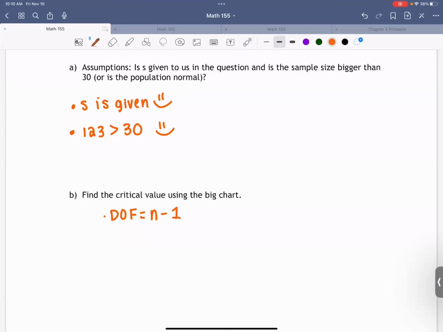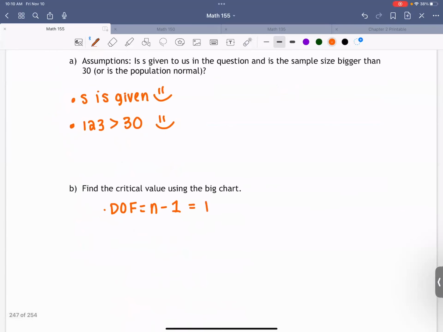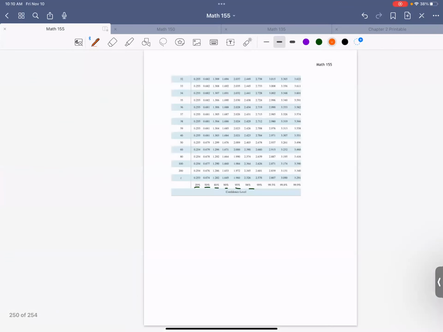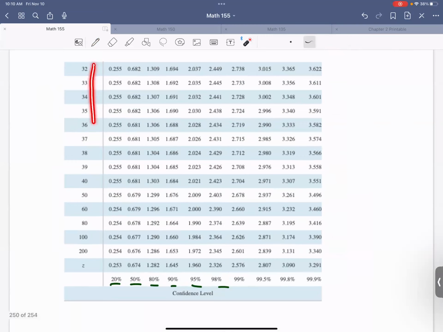N minus 1, right? It's the simplest formula in this entire class. You just plug in n, which is good that I wrote it up here. 123 minus 1 is 122. Okay. Now let's peek at our chart. On the degrees of freedom column here, it looks like we actually don't have a row labeled 122. So what do we do?